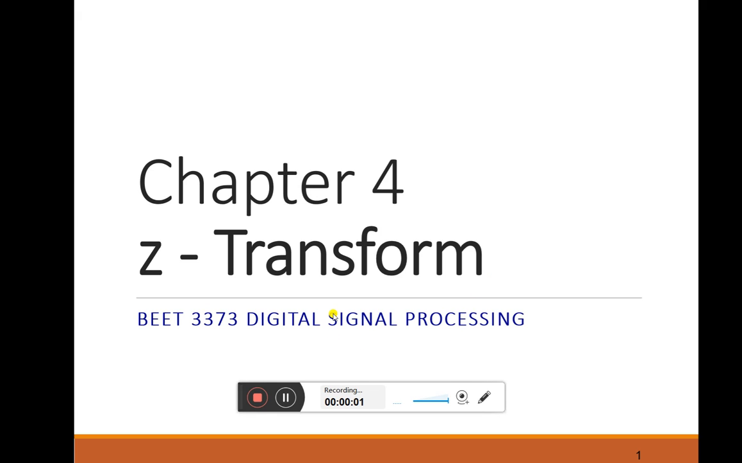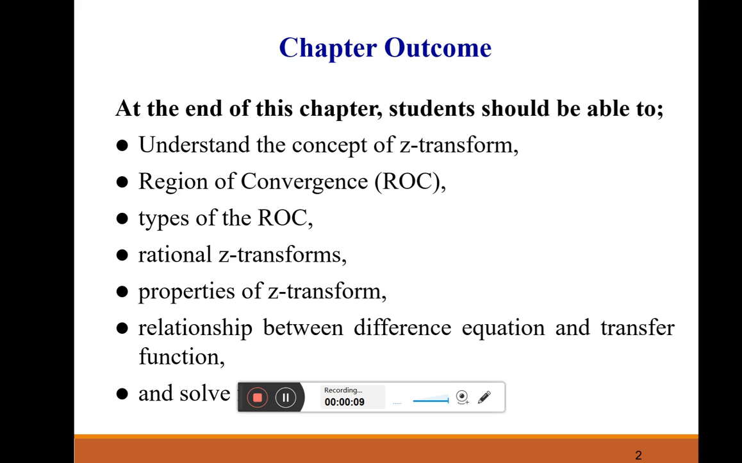Hi students, okay, ini adalah chapter 4 Z transform. So the outline of this, by the end of this chapter, you should be able to understand the concept of Z transform, region of convergence, types of ROC, rational Z transform, properties of Z transform, the relationship between difference equation and transfer function, and you should be able to solve for inverse Z transform.